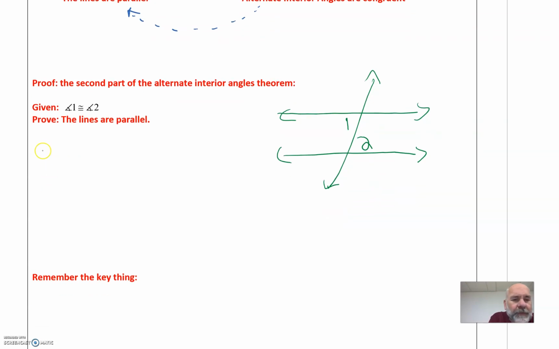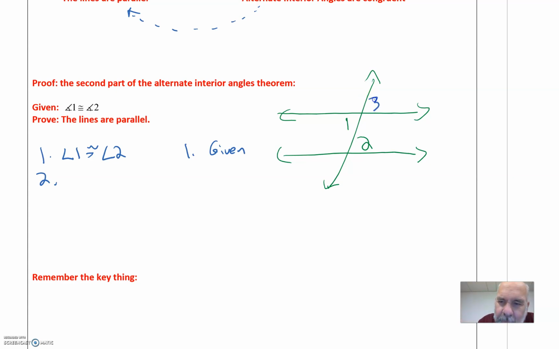So here we go. Let's go with this proof. Step 1, they tell me that angle 1 is congruent to angle 2, and that was given. Now, the only way I can show lines are parallel at this point is the corresponding angles. We showed that the corresponding angles converse worked, that if corresponding angles are congruent, then the lines are parallel. So I just need to show that some corresponding angles are congruent, and then I'll know that the lines are parallel. We need another angle in here, so we have corresponding ones.